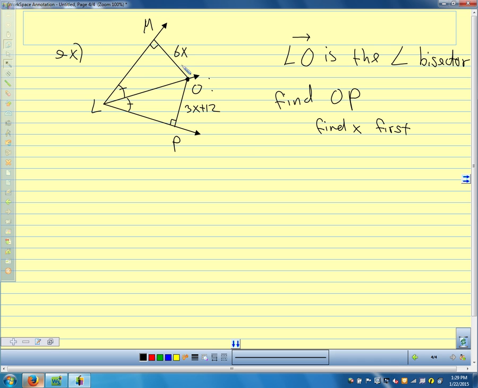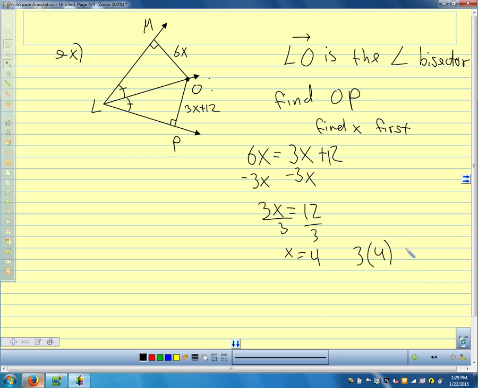And we do that by realizing that these two are equal. 6x equals 3x plus 12. So we find x. This one, whoops, not 2, 12. Subtract 3x. So 3x equals 12, and x equals 4. And then to find OP, you just plug 4 in there. So we get 3 times 4 plus 12 equals, 3 times 4 is 12, plus 12 is 24. And there's my answer.